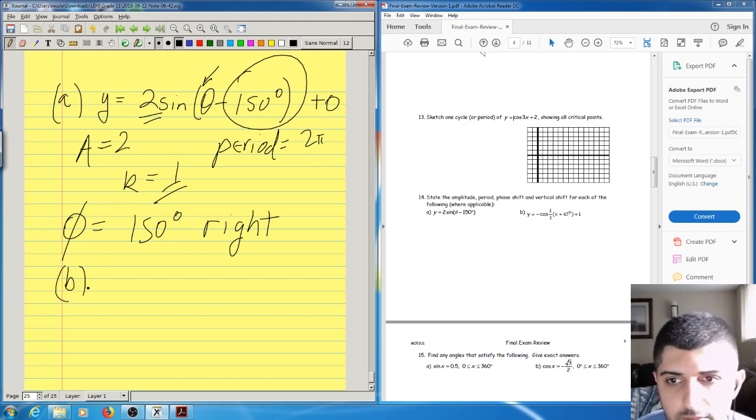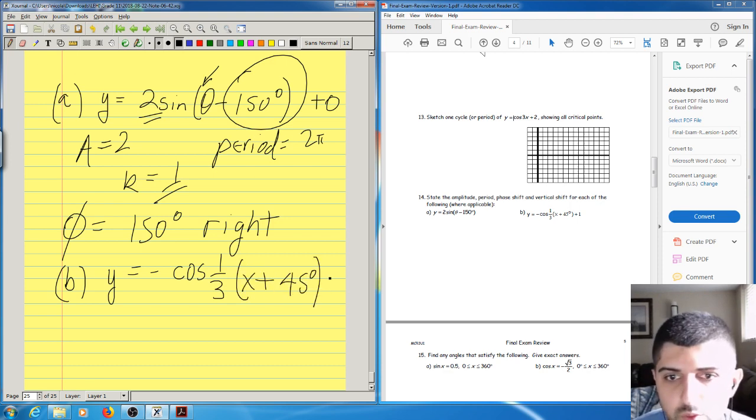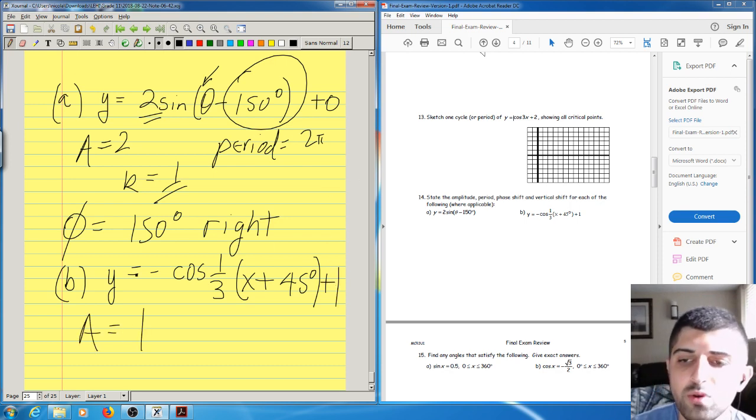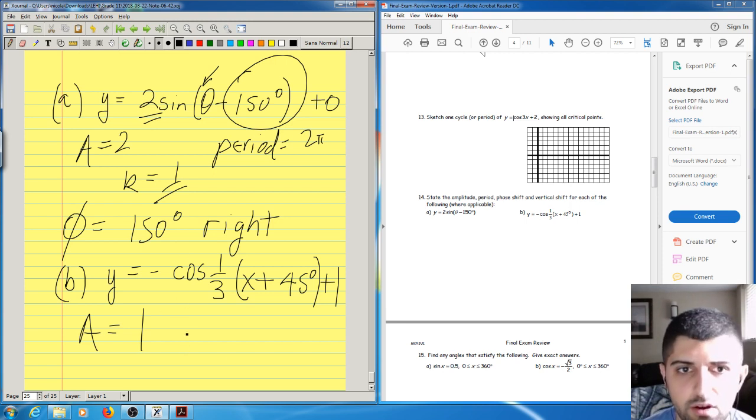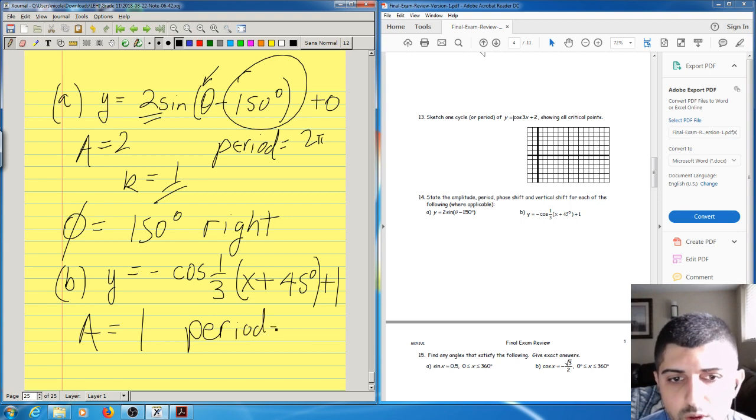Now for B, things are a little different. I've got a negative in front of the cosine. Does that mean the amplitude is -1? The reason I say 1 is because there's no number. Is it -1 or just 1? The answer is amplitude is always positive. So amplitude is 1. It's just a number that illustrates how wide it is this way, so a negative has no meaning there. Period is still going to be 2 pi because k is still 1. So that multiple is still 1.